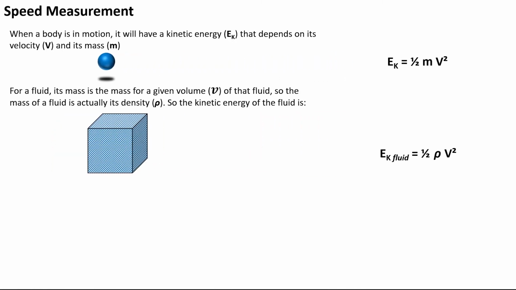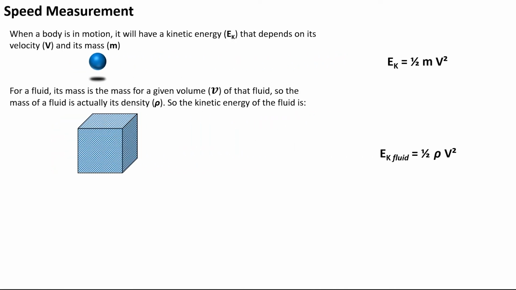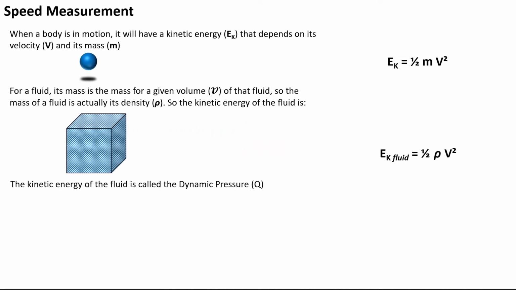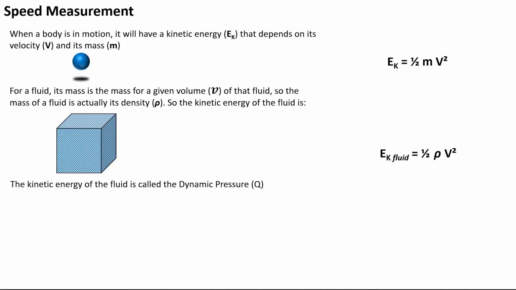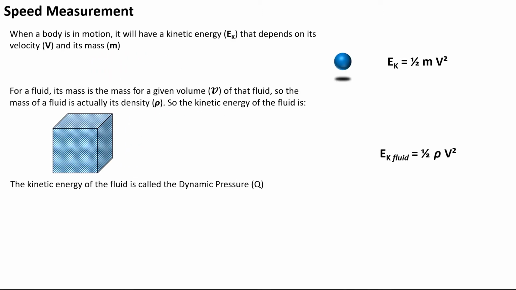All right, and another thing to know is that this kinetic energy has another name. It's called dynamic pressure with the abbreviation Q. And so now where I'm going is, why is it a pressure? I mean, why is the kinetic energy of a fluid a pressure?